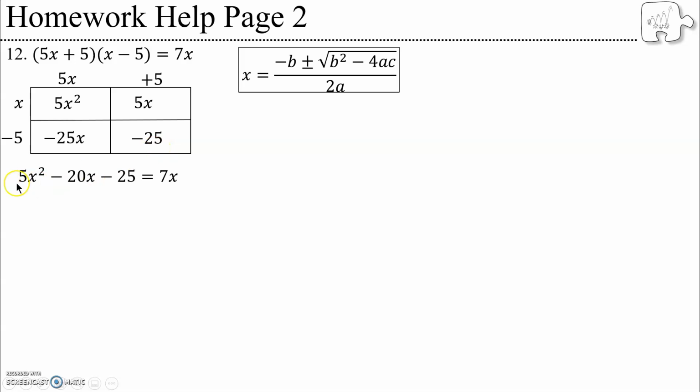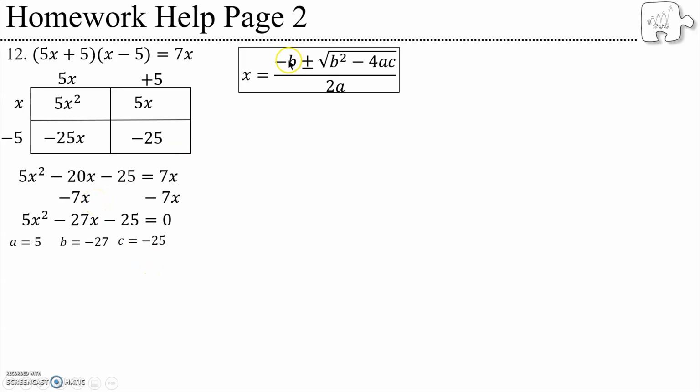So when we add them all together, I'm combining, we have the 5x squared minus 25, and -25x and positive 5x gives us -20x. At this point, we could say -7x from both sides. So then we get 5x squared minus 27x minus 25 equals 0. So now we know what our A, B, and C are: A is 5, B is -27, C is -25.